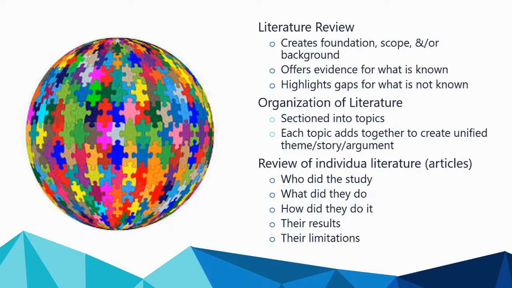As you break it down into each of the individual literature articles, and you're doing them one by one, you want to talk about who they studied, what they did, how they did it, what their results were, and what their limitations were. And this is exactly what you want to do with all of those 20 articles. You want to go over who they studied, what they did, how they did it, what their results were, and what their limitations were.